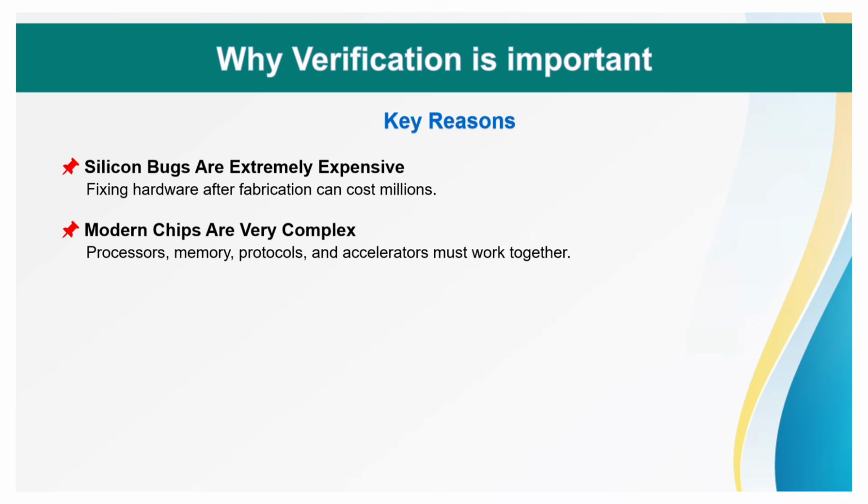The second reason is the complexity of modern chips. Today's chips contain multiple processors, memory controllers, communication interfaces, and high-speed protocols. All these components must work correctly together, and even a small mistake in one block can affect the entire system.